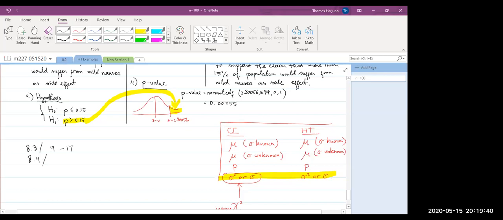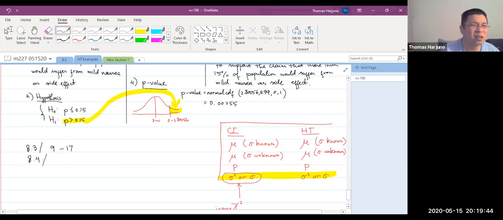Do we have a quiz for the week? No, just study from this. From 8.4, do number 9 to number 17 again. So 8.5, from number 9 to number 27. Just do the odd ones.